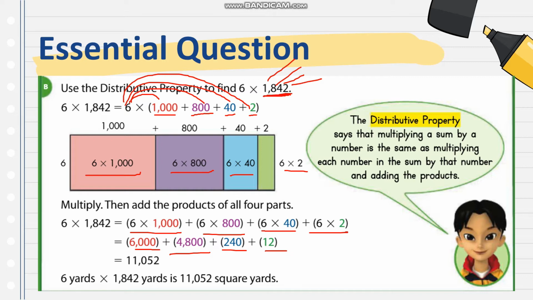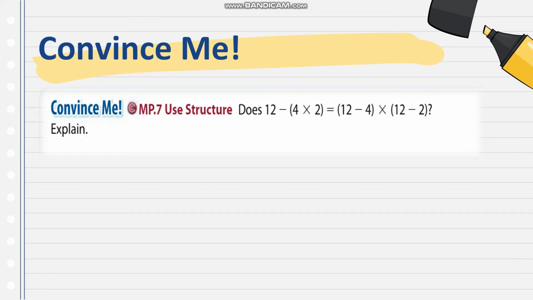Then to find the final product, you need to add all these partial products. We have 6000 plus 4800 plus 240 plus 12, so the answer is 11,052. So the distributive property says that multiplying a sum by a number is the same as multiplying each number in the sum by that number and adding the products.